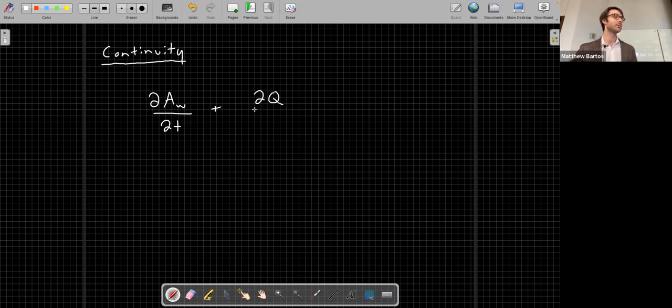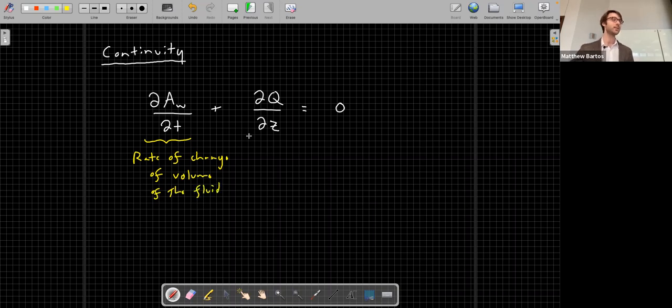Mathematically, for our soil volume, we express that as dV_w divided by dt plus dQ by dz is equal to zero. So we're assuming no external input to the system. Just like with the open channel version of this equation, this represents the rate of change of volume of the fluid within our soil element. And this represents essentially flow in minus flow out. This is the flux.